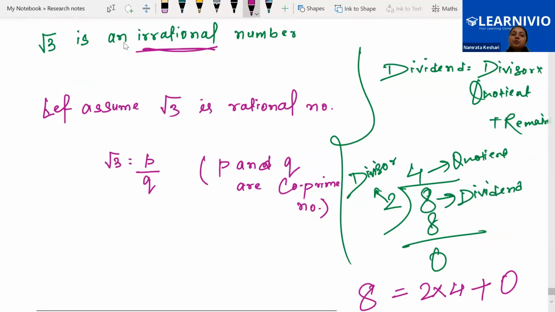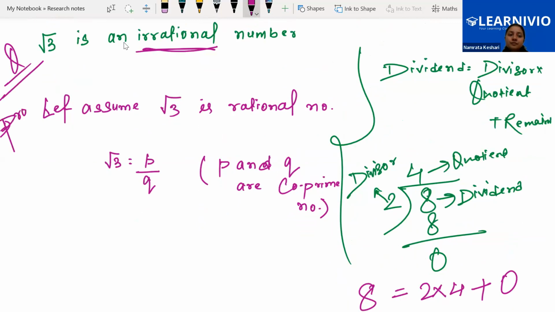Root 3, we have to prove that it's an irrational number. We started our proof with, let's assume that root 3 is a rational number. By contradiction, we have taken the assumption. At last we will be showing that whatever assumption we have taken is incorrect.